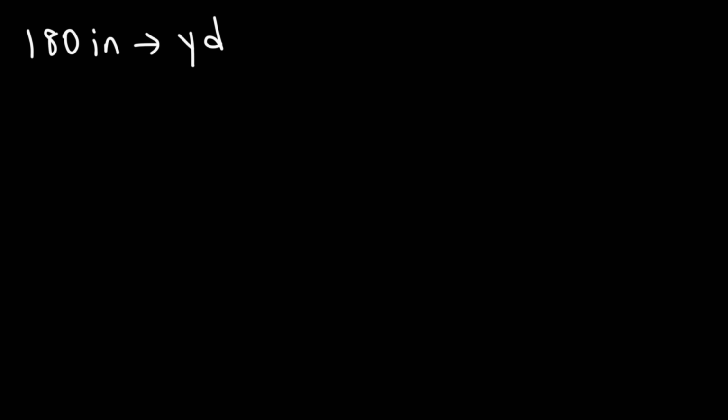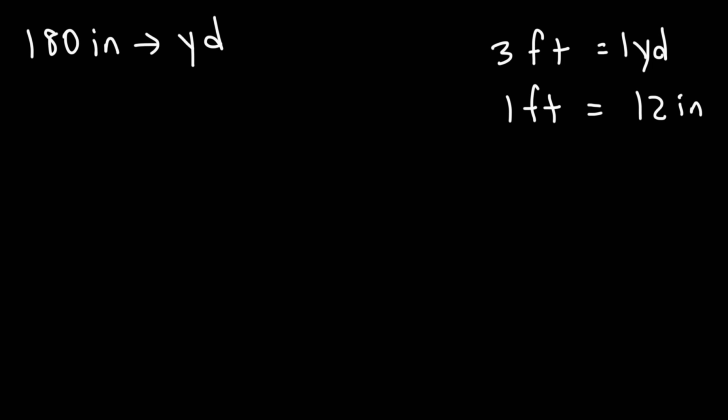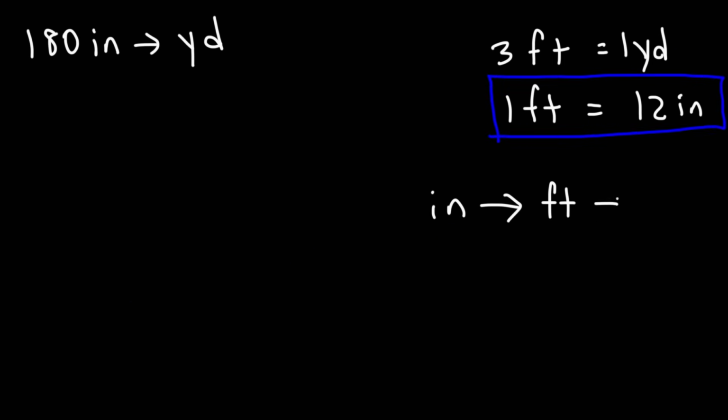So let's write down some conversion factors that we know. We know that there's 3 feet in a yard and there's 12 inches in a foot. So these are the 2 conversion factors that we need to go from inches to yards. So we're going to start with inches, and then we're going to convert that to feet using this conversion factor. And then once we have feet, we can convert feet to yards using this conversion factor.